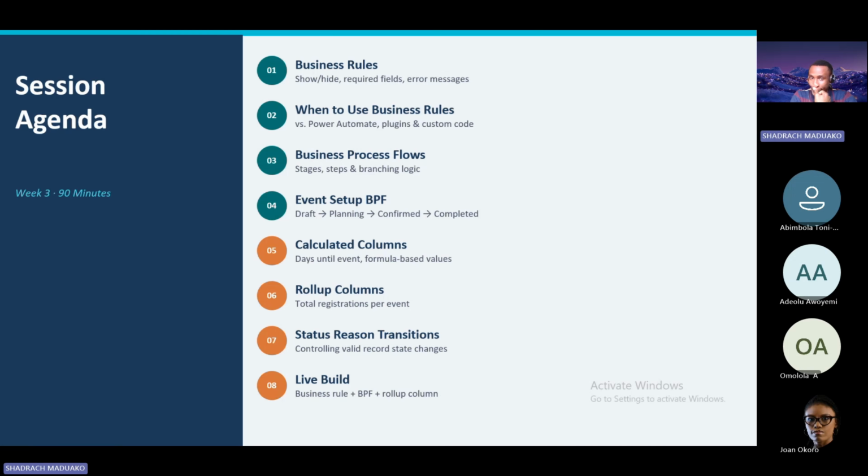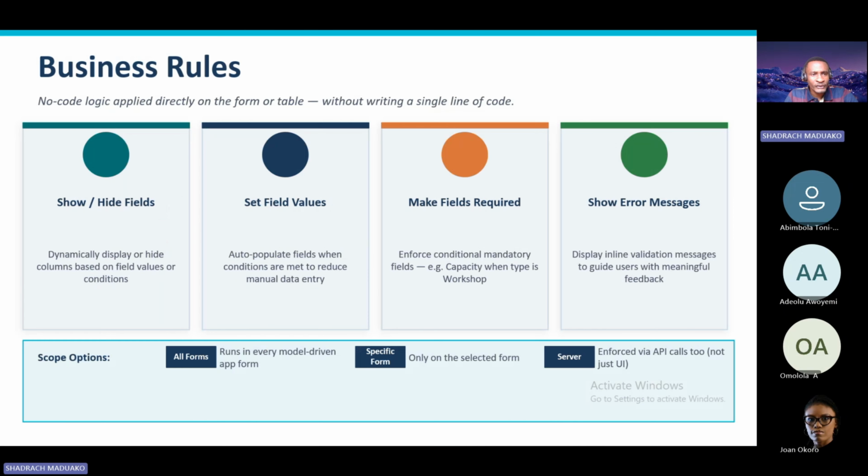Okay, so for this session agenda, we're going to start with business rules. As I've said, when to use business rules. There are also alternative logic options to business rules, which we will not be looking at today, but we definitely want to know when it is ideal to use business rules. We're going to look at business process flow, event setup, business process flow, and calculated columns, roll-up columns, status transition, and then we're going to have some live build as well. And then we're starting with business rules.